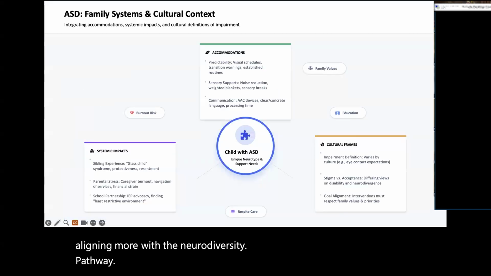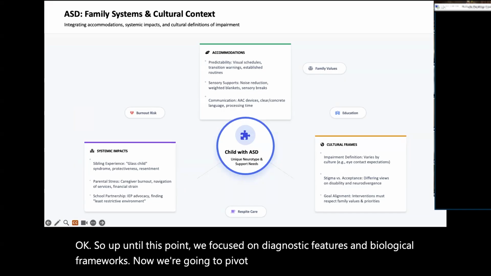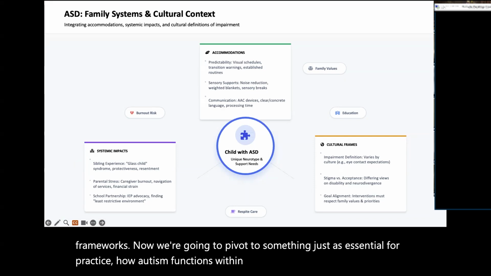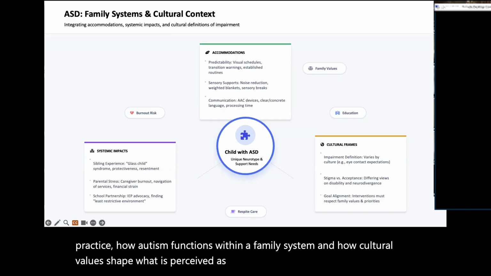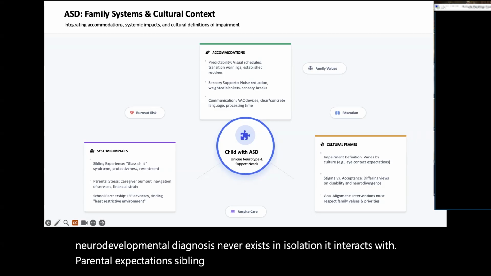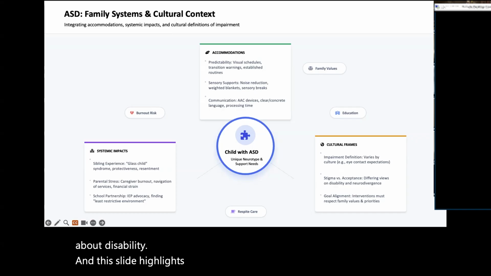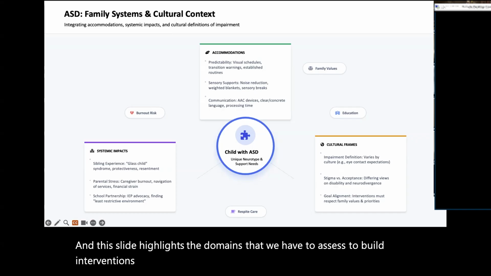Okay. So up until this point, we focused on diagnostic features and biological frameworks. Now we're going to pivot to something just as essential for practice: how autism functions within a family system and how cultural values shape what is perceived as impairment versus difference. A neurodevelopmental diagnosis never exists in isolation. It interacts with parental expectations, sibling dynamics, school systems, and cultural beliefs about disability. This slide highlights the domains that we have to assess to build interventions that actually work for the child in their real world environment.